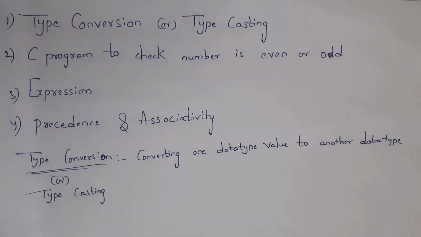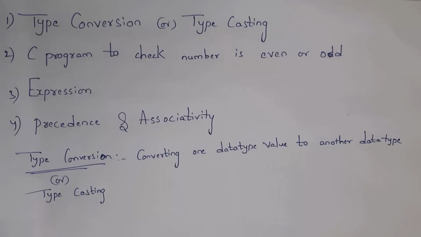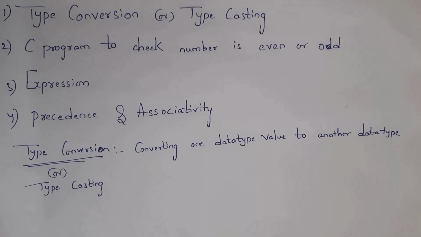The next topic is what is type conversion. Converting one data type value into another data type is known as type conversion. We also call this type conversion typecasting. There are two types of type conversion. One is implicit type conversion and the next one is explicit type conversion.